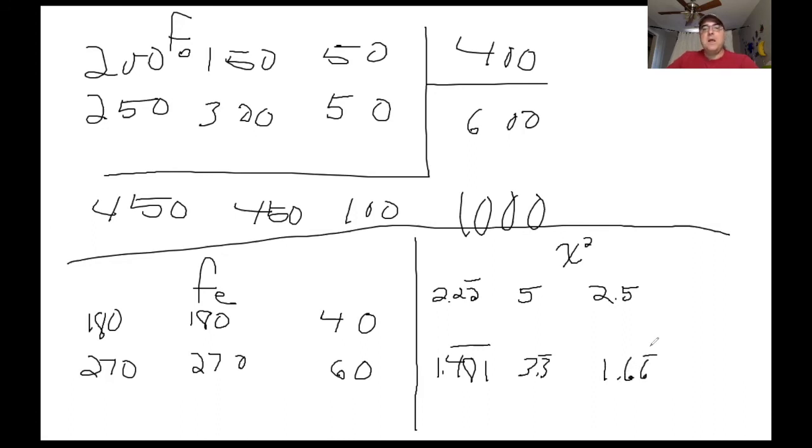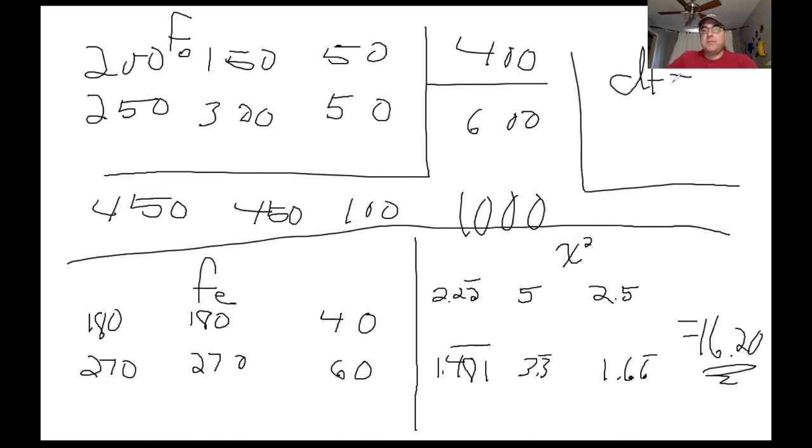All right. A little bit messy, but if we add all these up, we will have the value for the chi-square statistic. That's 2.22 plus 5 plus 2.5 plus 1.481481 plus 3.3 plus 1.6 equals 16.20. That is the value for the chi-square statistic. Now the question is, how many degrees of freedom are there? Because that's what we're going to need to look up on the table.